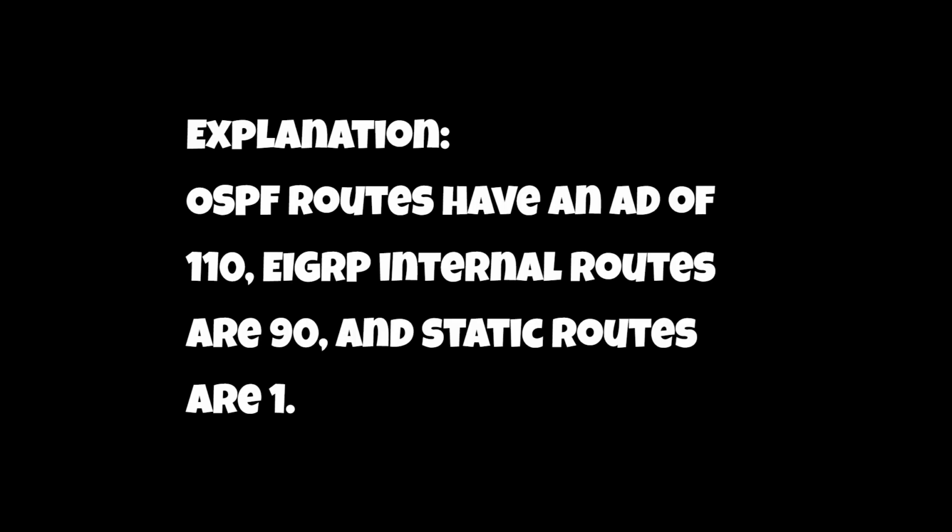Answer: C. 110. Explanation: OSPF routes have an AD of 110. EIGRP internal routes are 90 and static routes are 1.